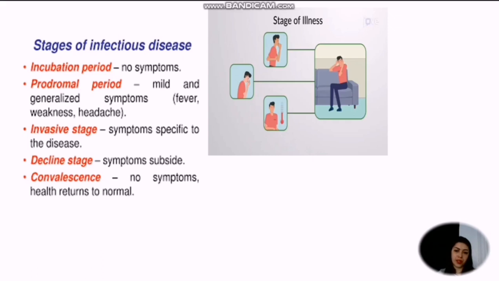There are several stages of infectious diseases. For example, in the first period, incubation, there are no symptoms. The second one is the prodromal period or prodromal stage, where we can see mild and generalized symptoms such as fever, weakness, headache, loss of appetite, and so on. The next one is the invasive stage. Here we can see specific symptoms for infectious diseases, for example, for diphtheria, scarlet fever, chickenpox, mumps, and so on. In the last stage, we see the process of convalescence, when there are no symptoms and health returns to normal, or death.